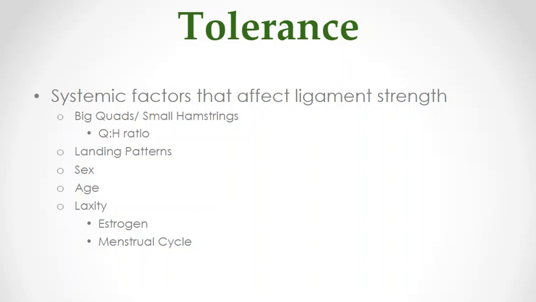You can also look at landing patterns. There's a lot of work being done on how females versus males land. Sex can affect the tolerance of the ACL, also just through anatomical differences in the notch that the ACL goes through on the femur. Age can affect the tolerance. Our tissues tend to weaken as we age. And then there's this concept of laxity of the ACL, and that has to do with estrogen, and that gets into the menstrual cycle of your female athletes.